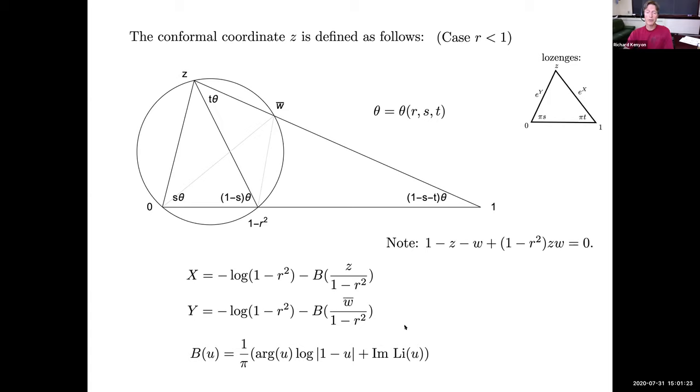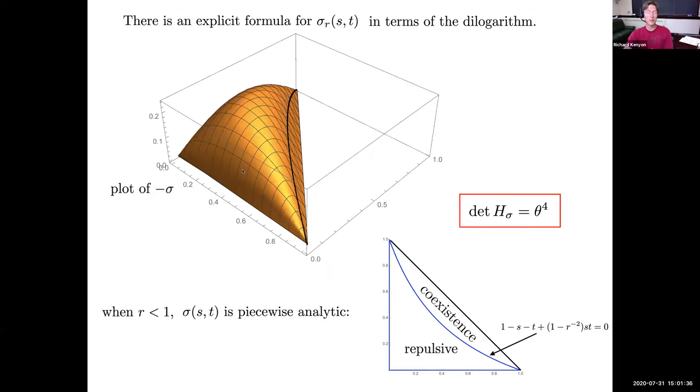Okay, so now we're essentially done because we know what the beta roots are. We can figure out the eigenvalue with a little bit of analysis, which I'm sparing you. And I'm just going to plot the formula. There's an explicit analytic expression for the surface tension, which now depends on R. The free energy depends on X and Y. Its Legendre dual, as I mentioned, depends on these two parameters, S and T.